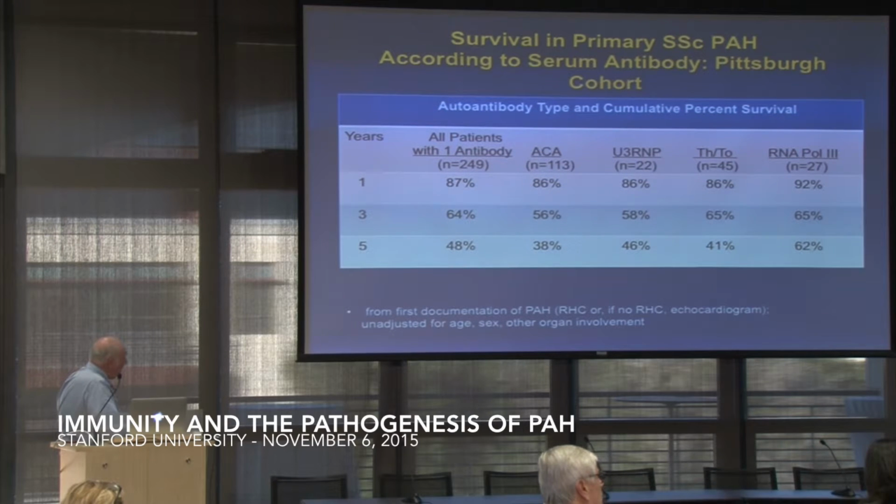So here I think you can see that the 1, 3, and 5-year survivals in our patients are in the upper 80% to low 90% at 1 year, go down to the 50s and 60s at 2 years, and fall even further at 5 years of follow-up. And we used as a starting point for follow-up the first documentation of pulmonary hypertension, right heart cath, or if no right heart cath, the echo. Importantly, these data are not adjusted for age, sex, or other organ system involvement, which are known to be risk factors for survival.